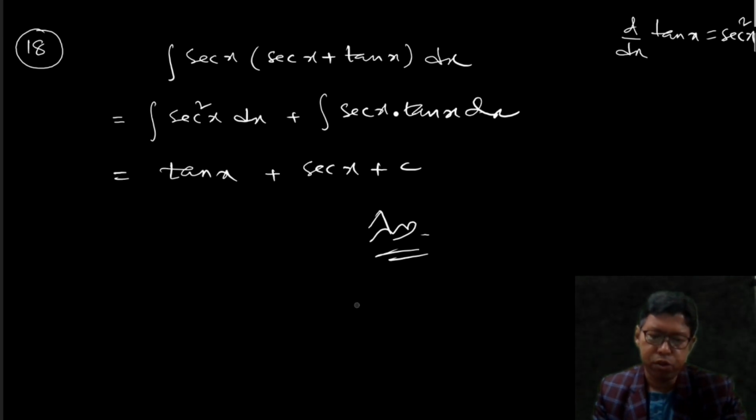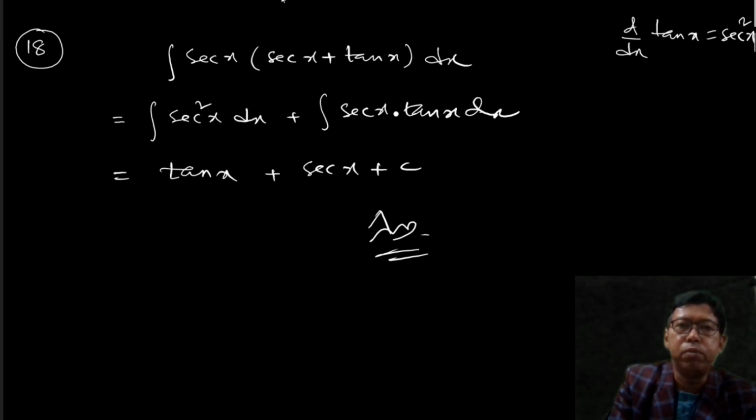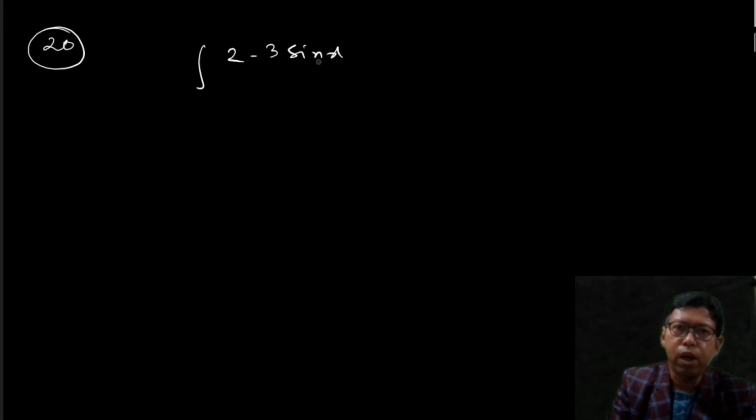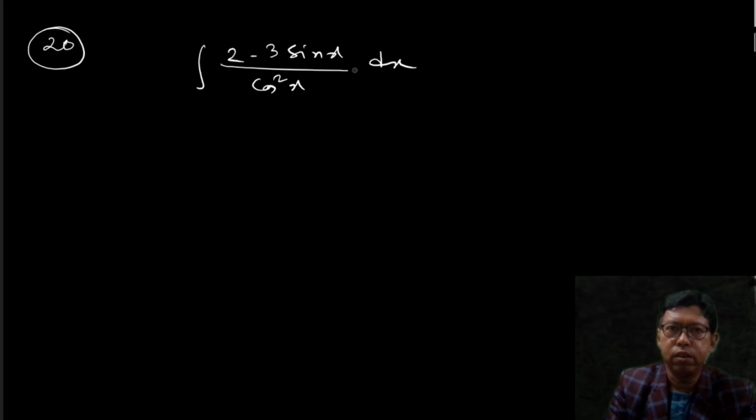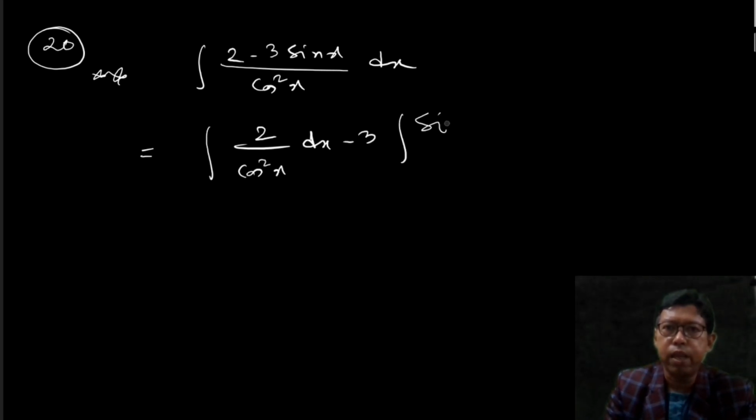Another interesting question, I think this is 20. Question number 20. Integration of 2 minus 3 sin x, whole upon cos square x, dx. This is an important question for 2 marks. Again, integration of 2 upon cos square x dx minus 3 times integration of sin x upon cos square x dx.